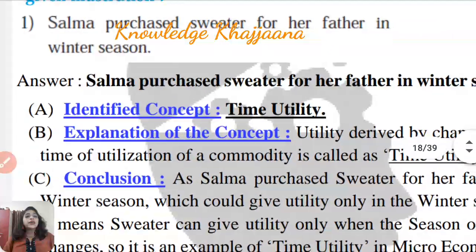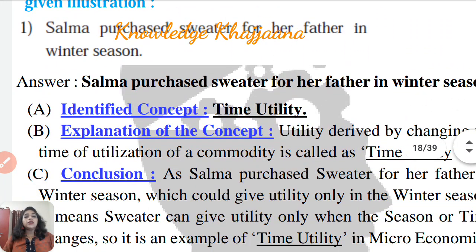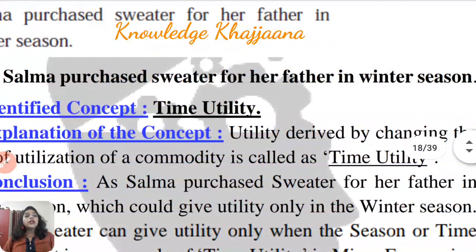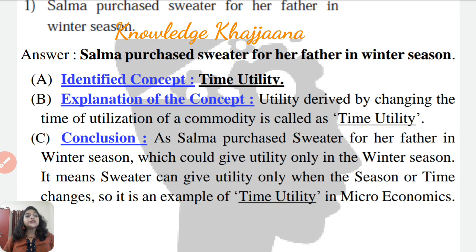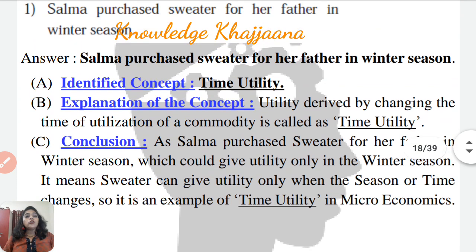So how you should write the answer of such question? In point A, you have to write like this: identified concept. What is the identified concept? Time utility. Now below that, what you have to write? Explanation of the concept. Why it is the example of time utility. Utility derived by changing the time of utilization of a commodity is called time utility. When the time of utilization is changed and the commodity gives its actual utility, this is called time utility. Now how can we conclude it?